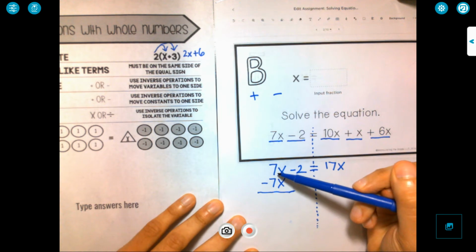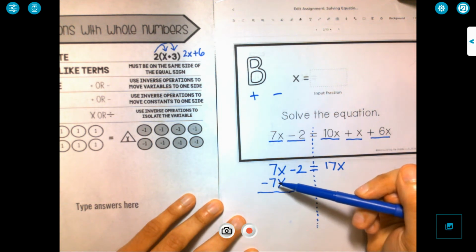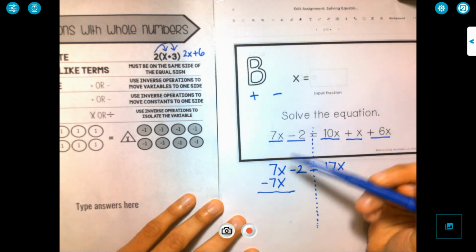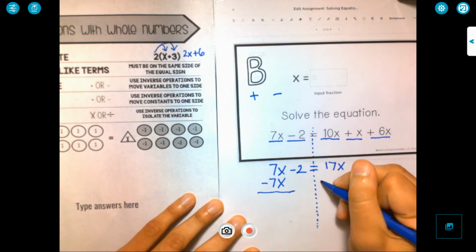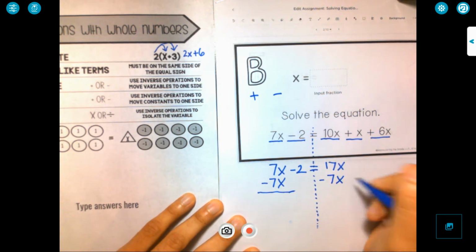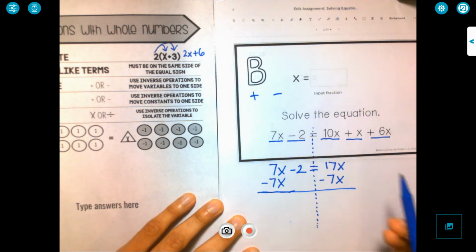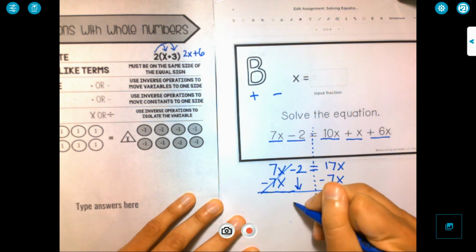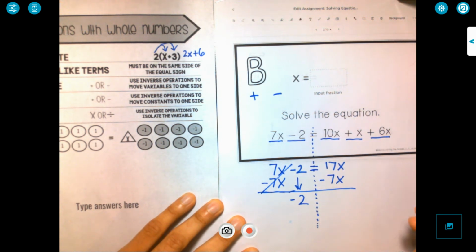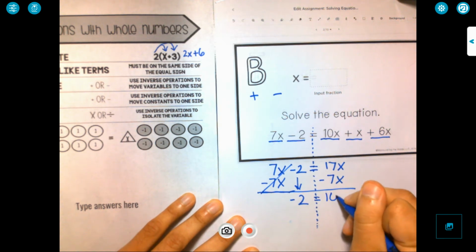So the inverse operation of positive 7 is negative 7, and that'll get it equal to 0. So negative 7x, and if I subtract 7x on this side, I have to subtract 7x on this side as well. So 7 minus 7 is 0, so that just cancels out. Bring down our negative 2. And then 17 minus 7 is 10, so we're left with 10x.